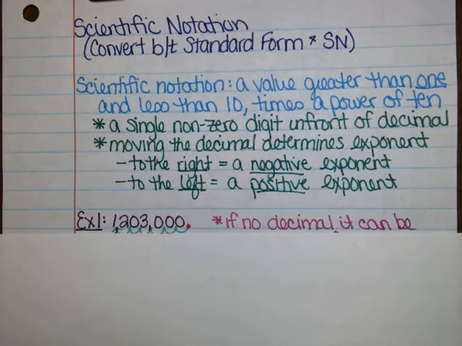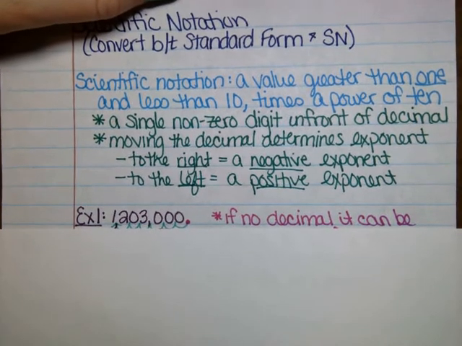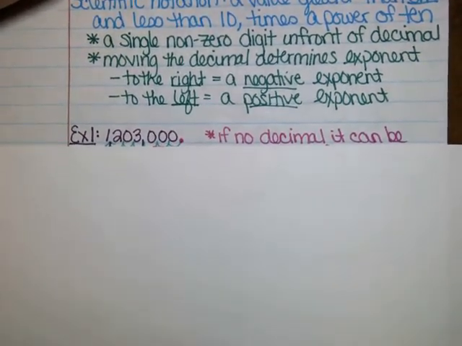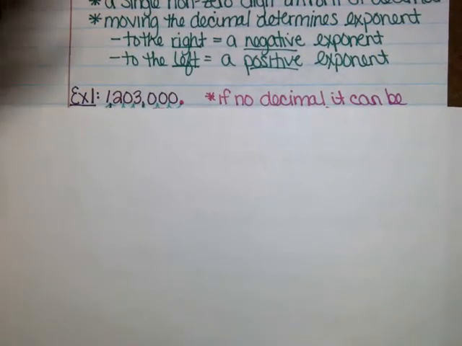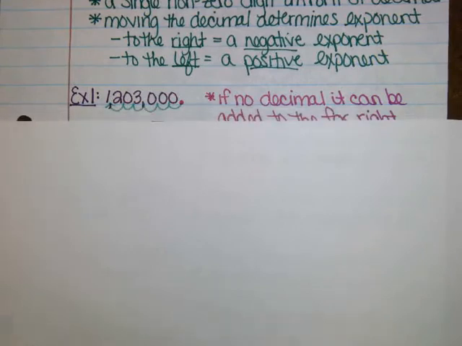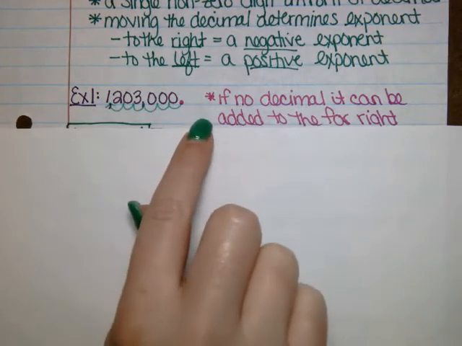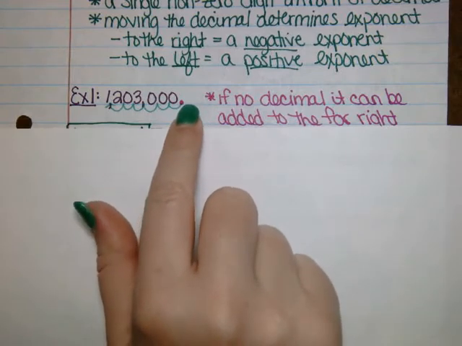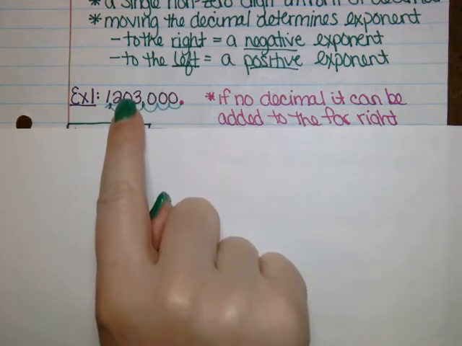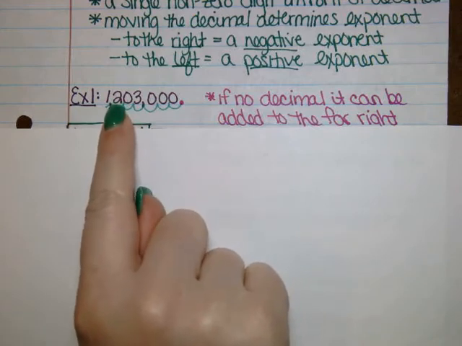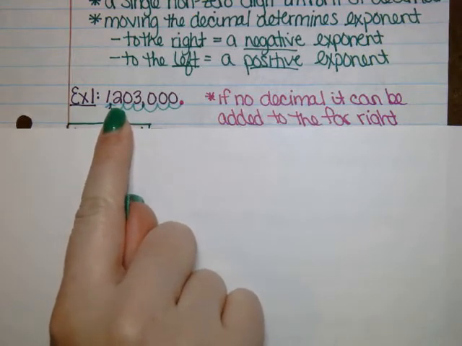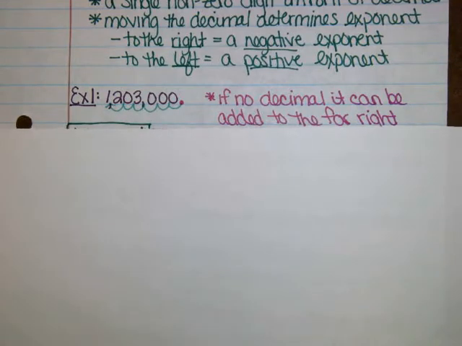For the first one, the original problem was 1,203,000. As you can see, there was no decimal in the original problem, so I can add one to the end, far right, without changing the value of it. So now, once I add this decimal at the end here, I can count 1, 2, 3, 4, 5, 6 places that I'm going to have to move it to the left in order for it to be written in correct scientific notation.